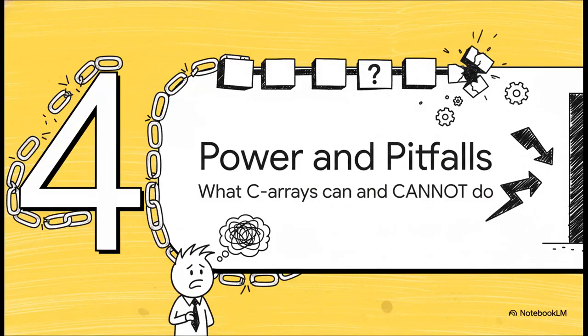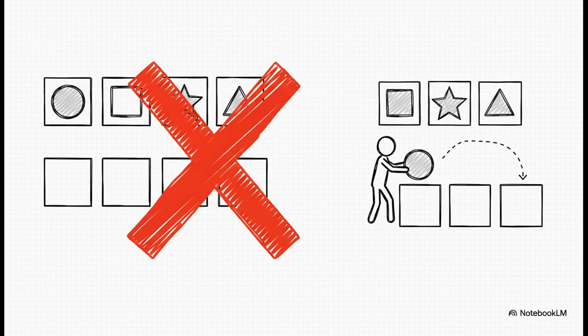Okay, so arrays are awesome. We get that. But because they're so basic, they have some, let's call them surprising limitations. And believe me, this is where a lot of people, especially when they're starting out, get into trouble. Okay, here's the biggest gotcha.